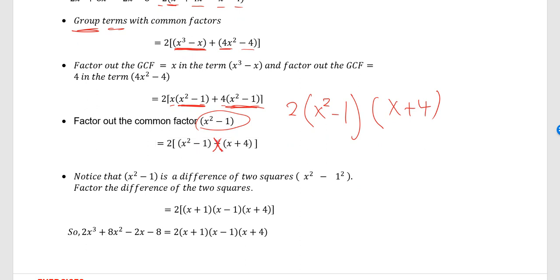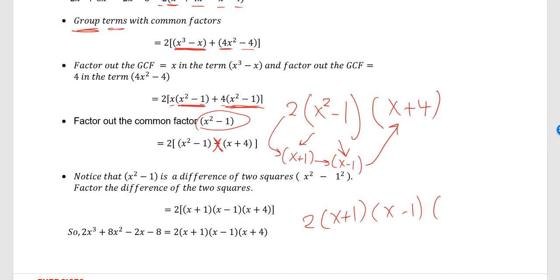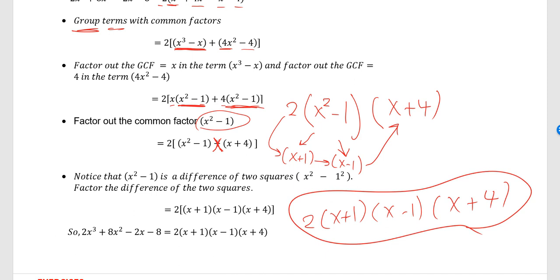So, and then notice x squared minus 1, this can be factored out further, right? Difference of 2 squares. Again, x squared and 1. So this is going to give us x plus 1 and x minus 1. So the final result is the product of all these terms. So 2 times x plus 1 times x minus 1 times x plus 4. And this is the result. Okay.